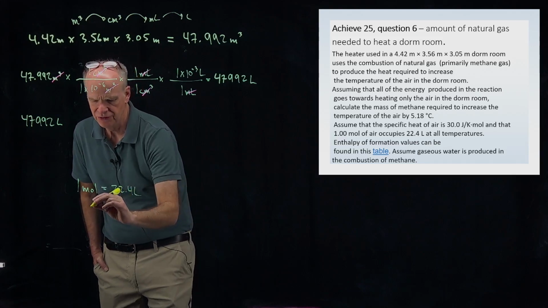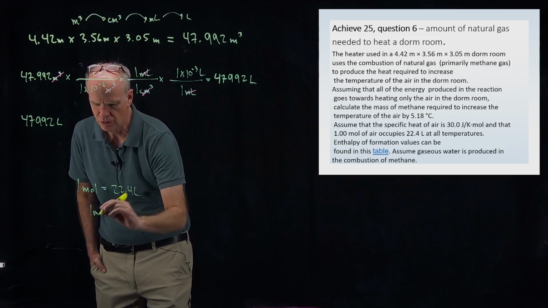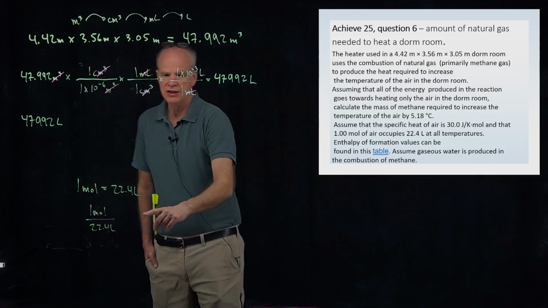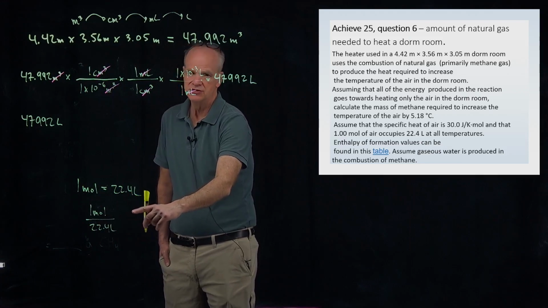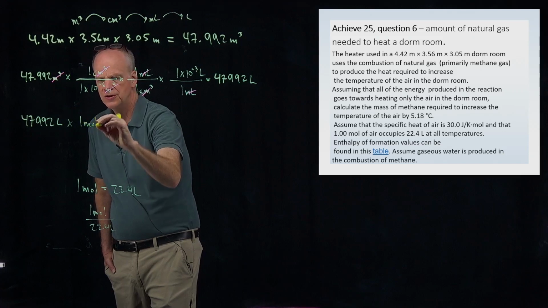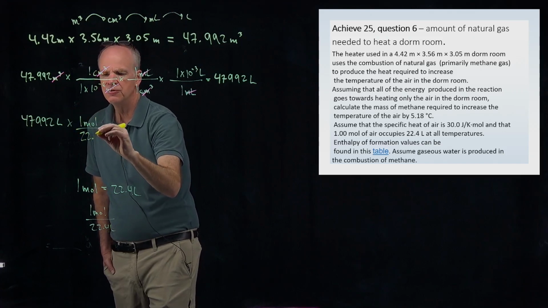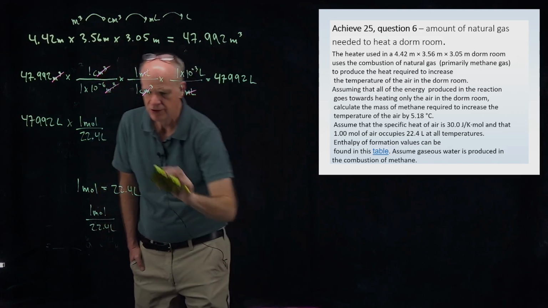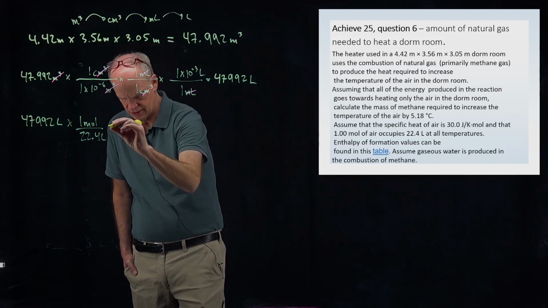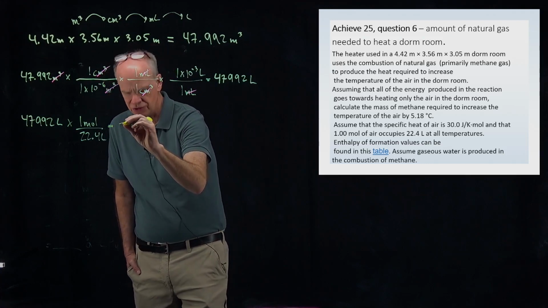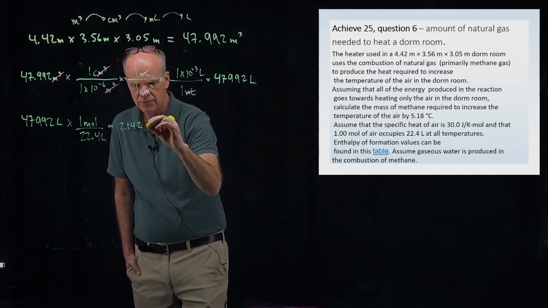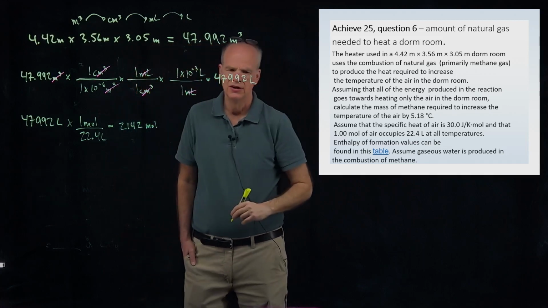And so you can write out 2 fractions. I'll just write 1 that may be useful: 1 mole over 22.4 liters. And so it looks like I want to use this fraction to get liters to cancel out to get an answer in moles. So it's going to be times 1 mole over 22.4 liters. And so if you work that out, I get, at this point, 2,142 moles. Okay. So far so good.